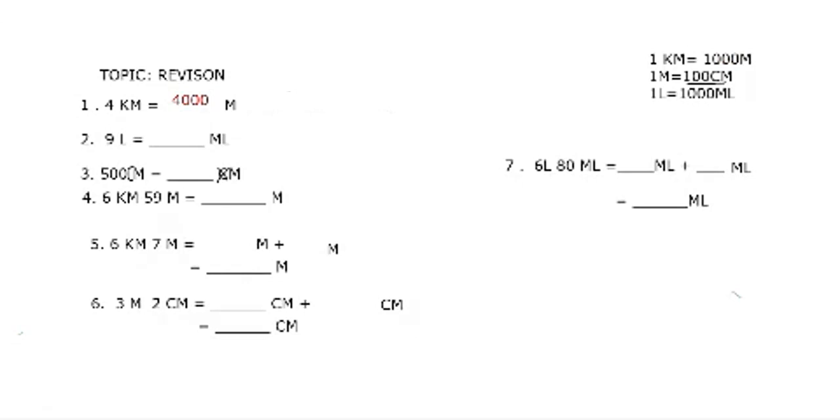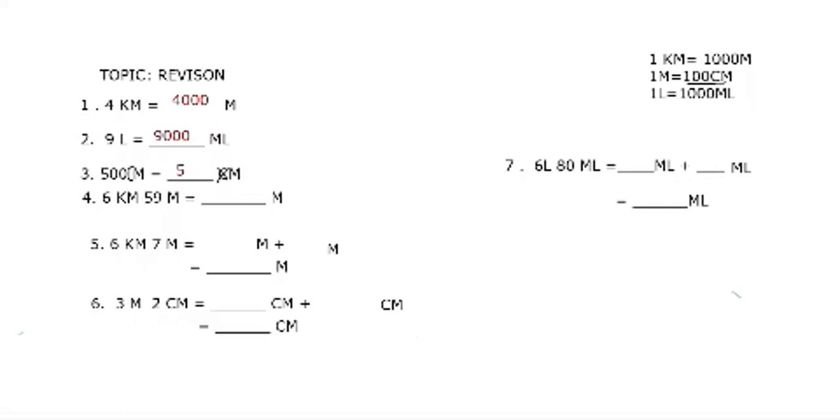Okay, 9 liters has dash milliliters. So 9 liters has 9,000 milliliters. Okay. Now over here, the question was how many meters are in 500 centimeters? So it has 5 meters. The answer is only 5. Okay, because if you want to convert centimeters into meters, it will be in a different form.